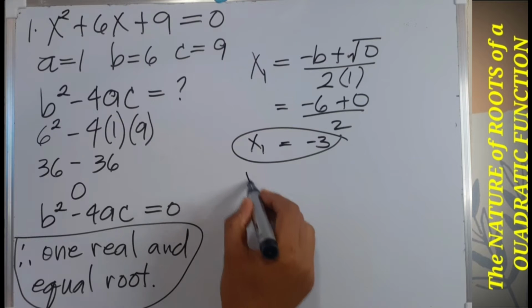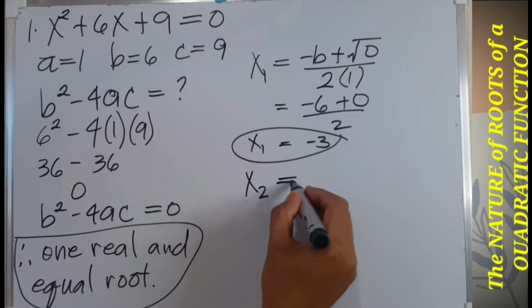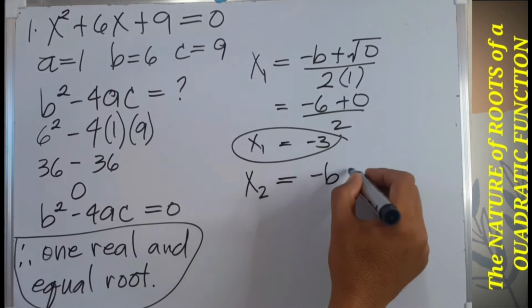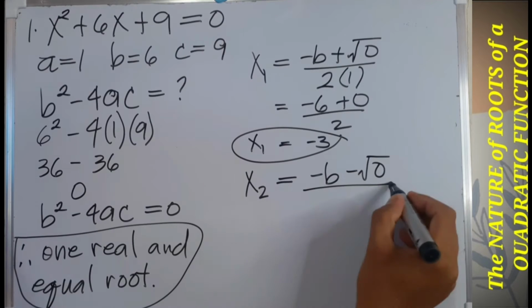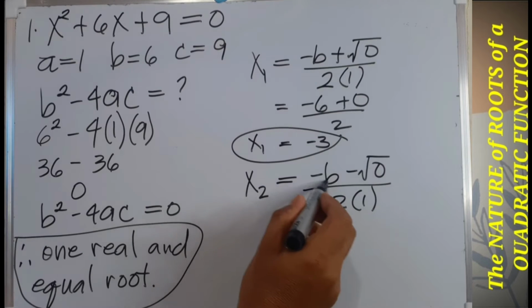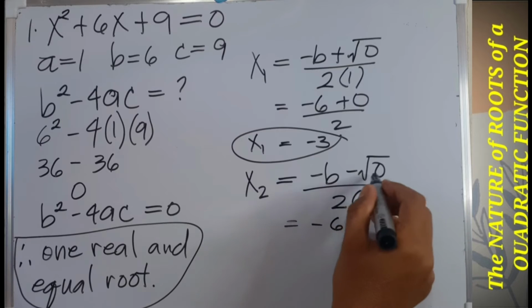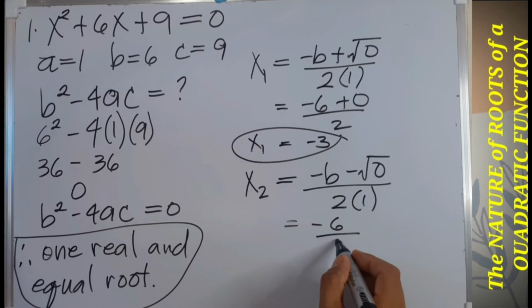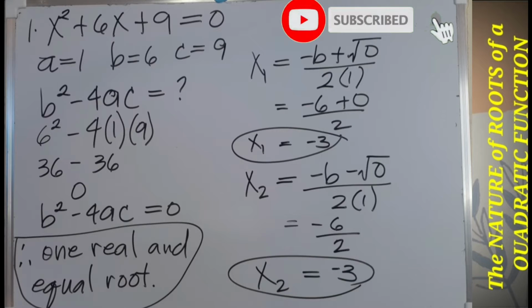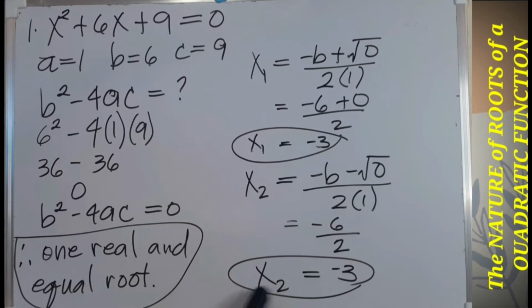Now let us solve for the second value of x, or the x sub 2. So negative b plus the other is minus square root of 0 all over 2 times 1. Negative b is negative 6 minus 0 is negative 6. 2 times 1 is 2. Negative 6 divided by 2 is negative 3. Now, as you see, x sub 1 is negative 3, x sub 2 is negative 3. We have only one real root and they are equal.